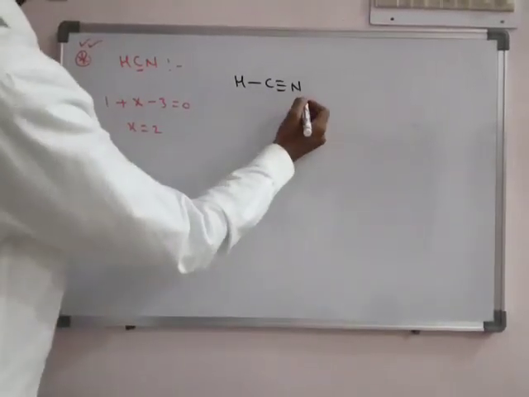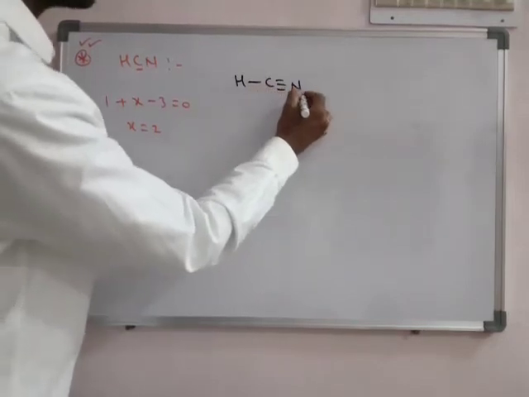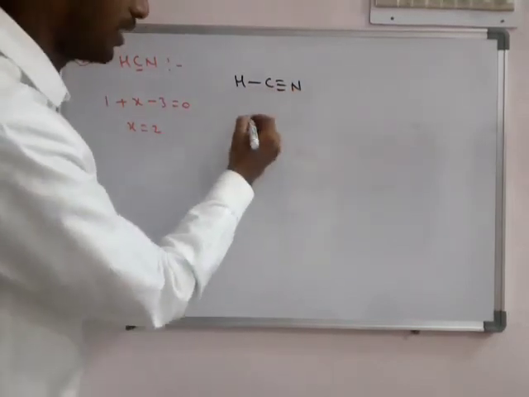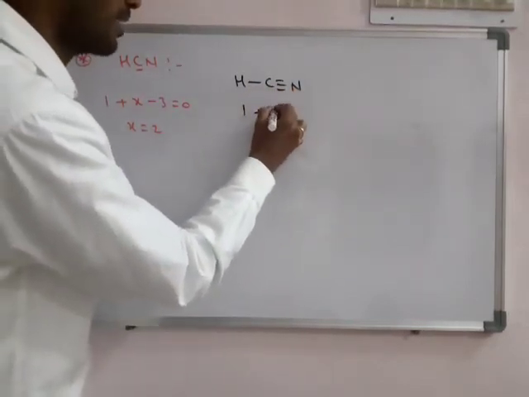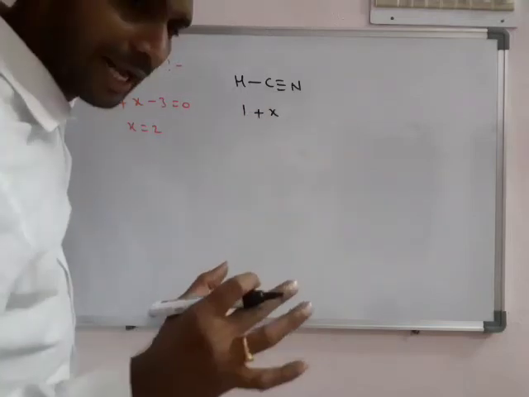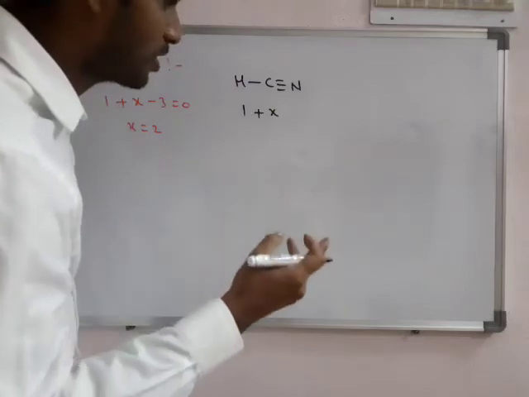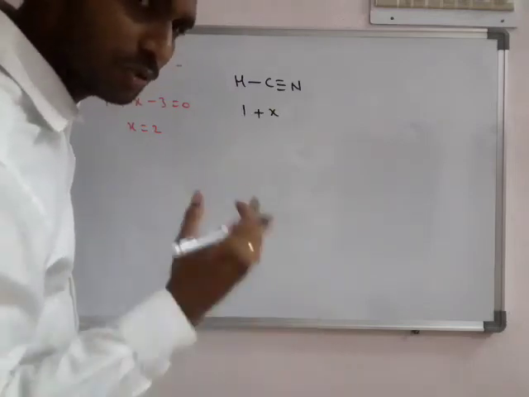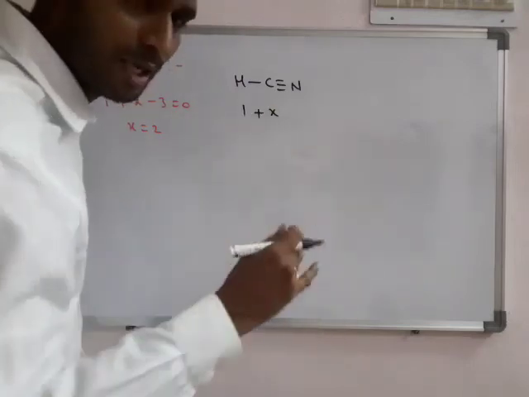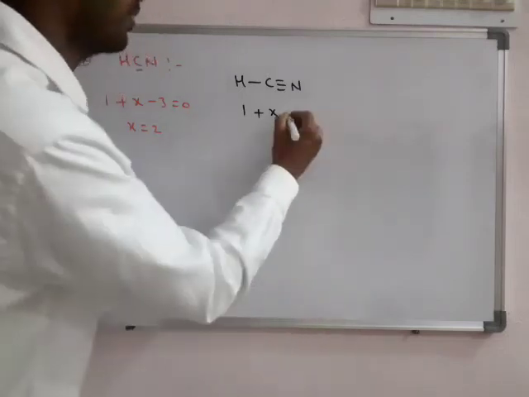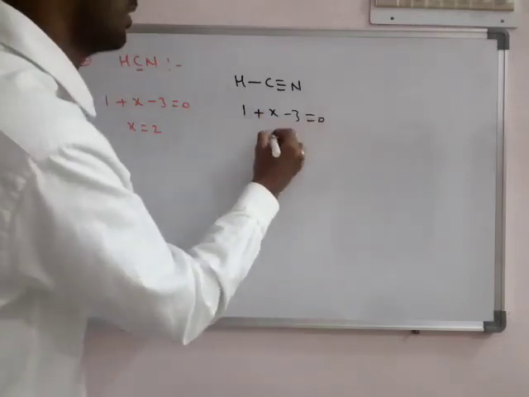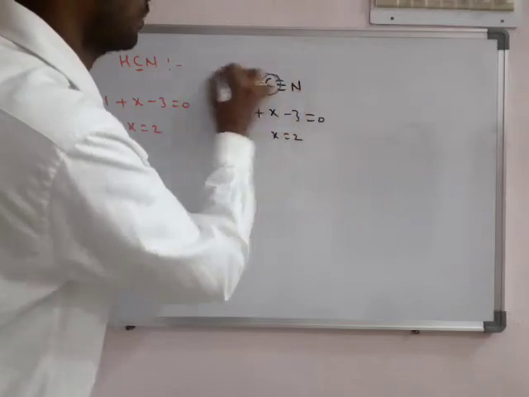In this carbon-nitrogen triple bond, hydrogen is obviously +1, no doubt in it. Next X. Nitrogen is more electronegative than carbon, so nitrogen will get the negative charge. There are 3 covalent bonds, so it takes 3 negative charges. So minus 3. Therefore X, the carbon, becomes 2.